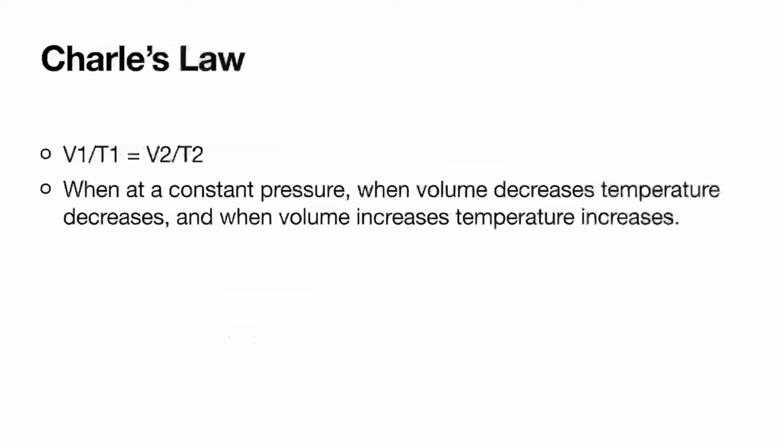Moving on to Charles' law, this is for gases that are held at constant pressures. So this says when the volume decreases, the temperature also decreases at a constant pressure. So the equation for this, volume 1 over temperature 1, is equal to volume 2 over temperature 2.